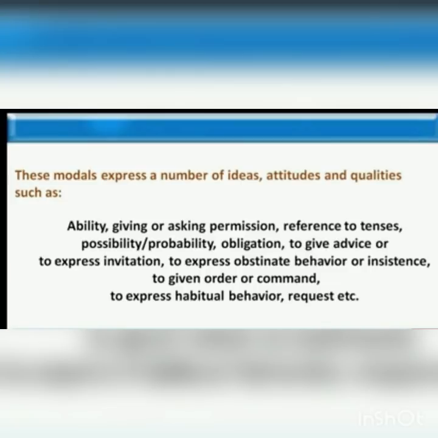Now these modals express a number of ideas, attitudes, qualities. Which are these? Ability, asking permission, reference to tenses, possibility, probability, obligation, advice, expression of behavior, to give order or command, request. So all these expressions, these ideas, are expressed with the help of these modal auxiliaries. And that's why these words are used in sentence formation. So let's understand this topic.